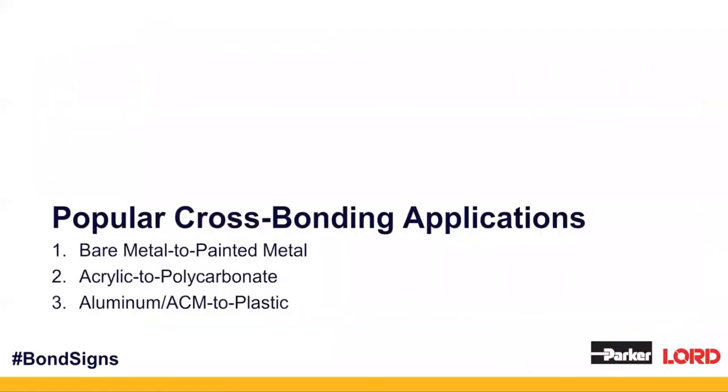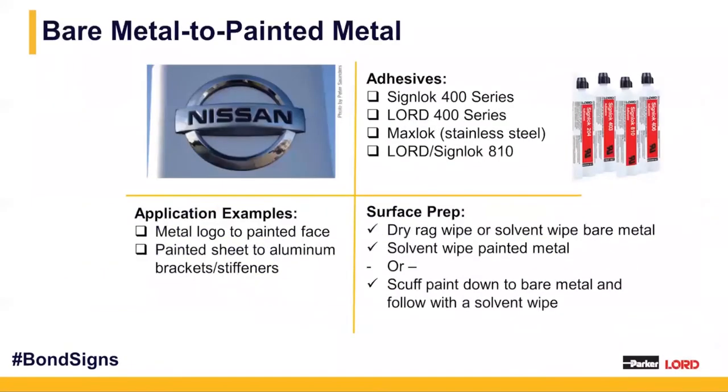So let's take a look at 3 popular cross-bonding applications as examples. The first one being bare metal to painted metal. When bonding bare metal to a painted or a primed metal, you have 2 options. You can bond right to the paint, or you can scuff the paint down to the bare metal and bond metal to metal.